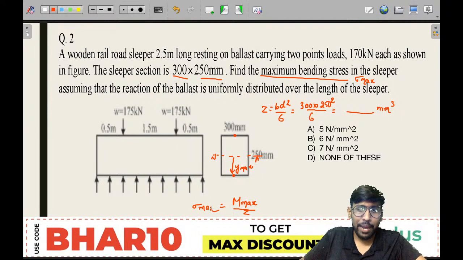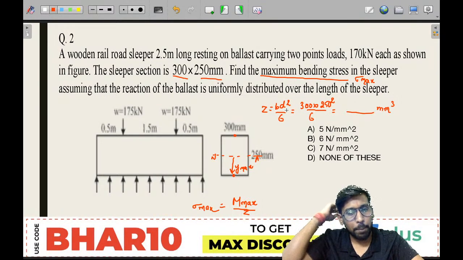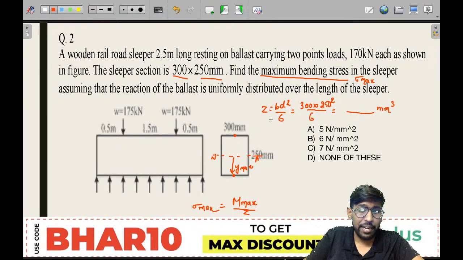Now you need to find M max for determining the sigma max. Yes, who can tell me how to find the M max? Maximum bending moment. What should be the maximum bending moment? How are you going to find the maximum bending moment?